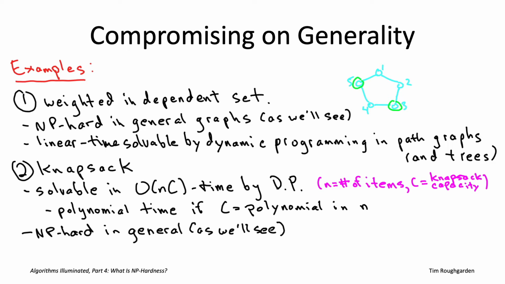In general, however, there's no reason to think that the knapsack capacity is going to be merely polynomial in the number of items n. It could be 2 to the n, for example. And if the knapsack capacity is 2 to the n, then the running time of this dynamic programming algorithm is also going to scale with 2 to the n. It'll be exponential in n. On the other hand, the input size is not exponential in n.